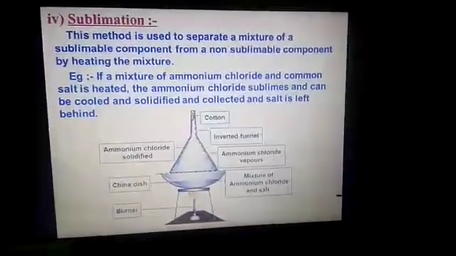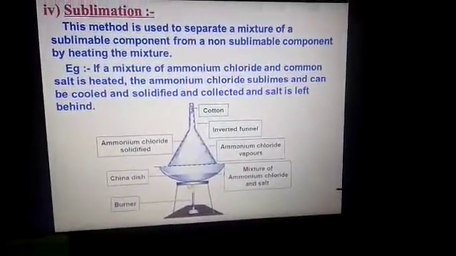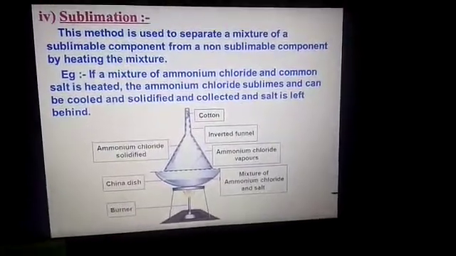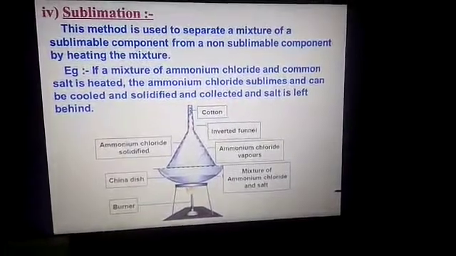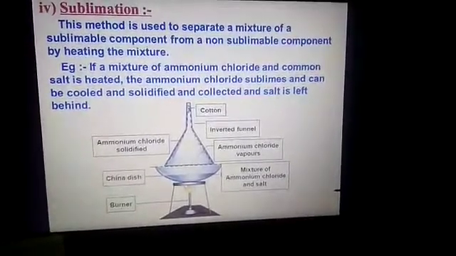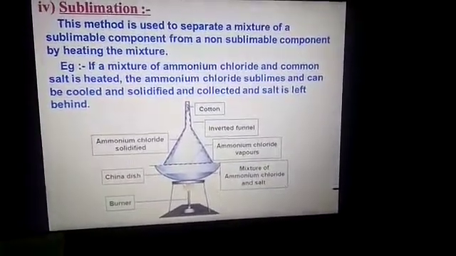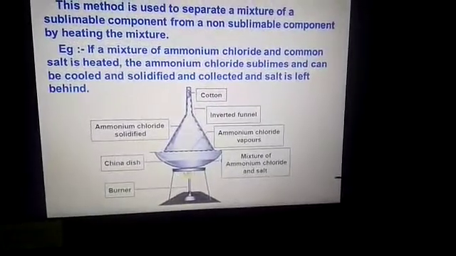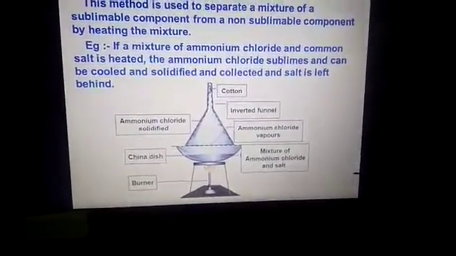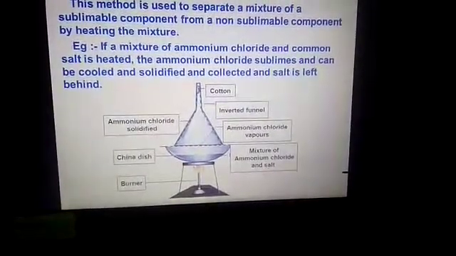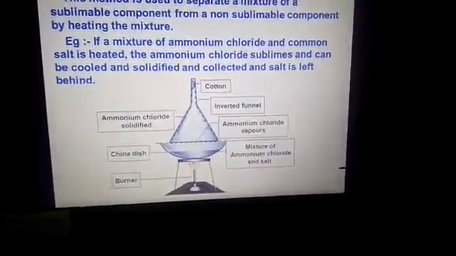What is common salt? Sodium chloride. That is heated. The ammonium chloride sublimes, and can be cooled, solidified and collected. The salt is left behind. So NH4Cl sublimates on heating, directly changing into vapor.